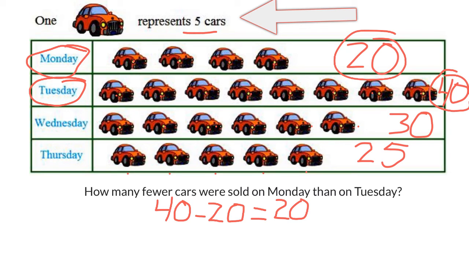Now another way we could do this is go through and compare. Match up the cars and then see how many are left over. 5, 10, 15, 20. So we can compare that way. This one's a little off because the cars aren't really lined up perfectly.